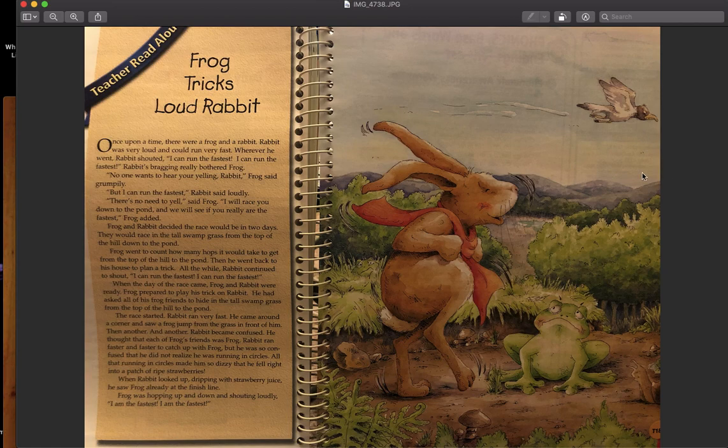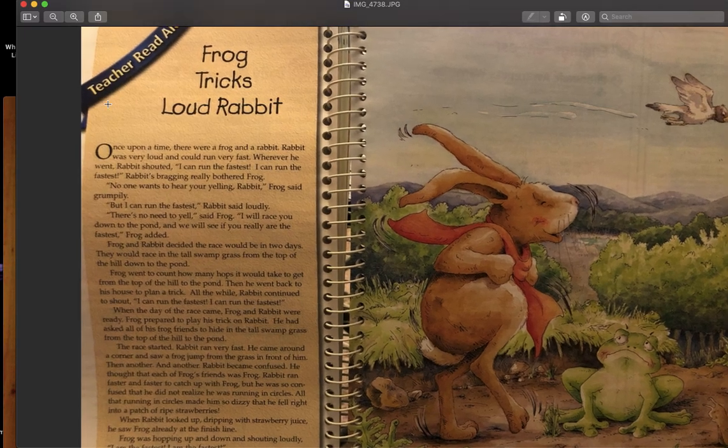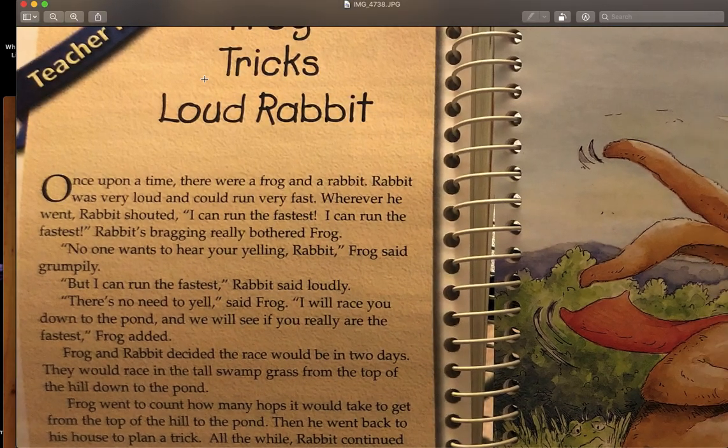A fable. Alright, so I'm going to show you how to read fluently. I'm going to be pausing at the punctuation marks when there's a comma, a period. I'm also going to be reading with expression. When there's quotation marks, I'm going to read like I am the character saying those things. Alright, so Frog Tricks Loud Rabbit.